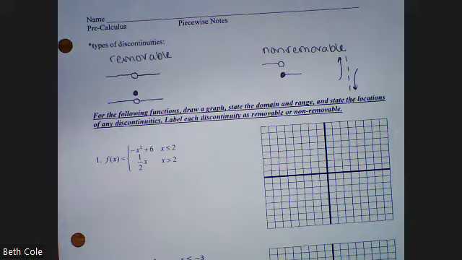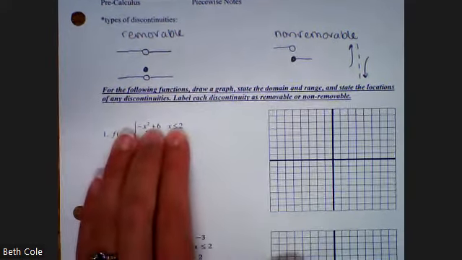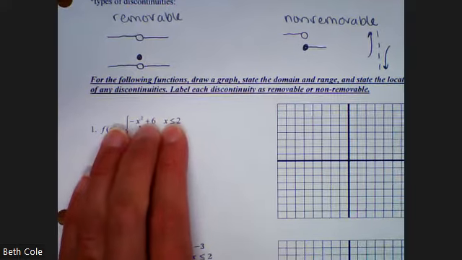And I also want us to talk about domain and range. I think I wrote that on there. We're going to state the domain and range and any discontinuities, right? So let's look just at this first piece. I'll zoom in some more. What kind of graph is that going to be?